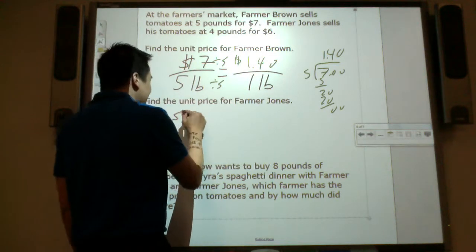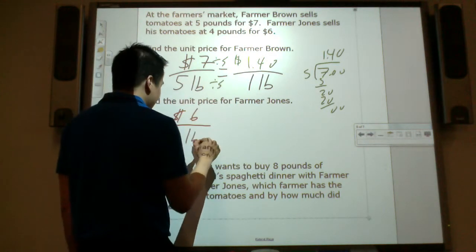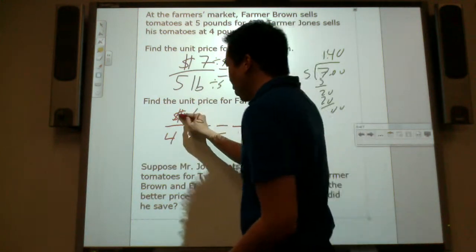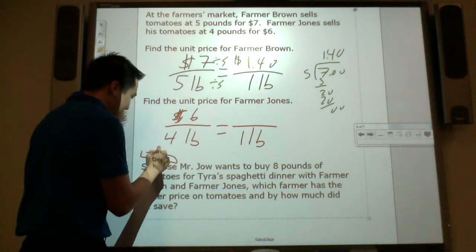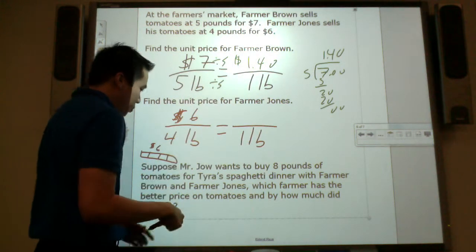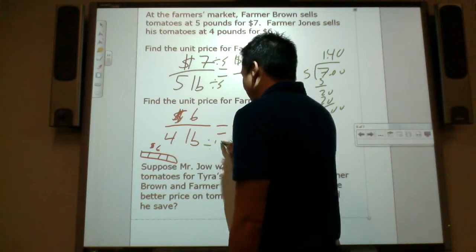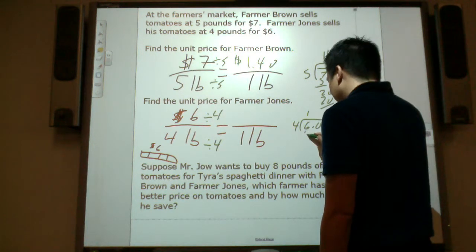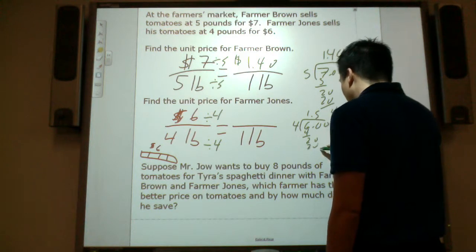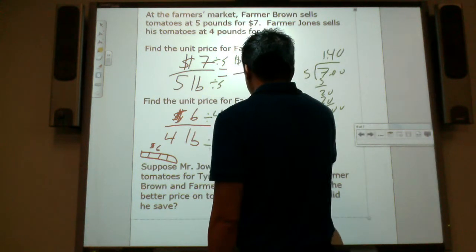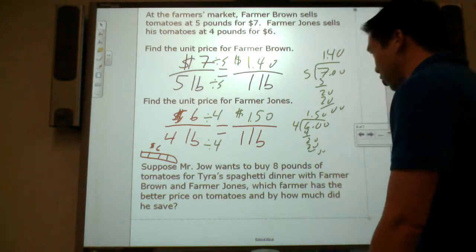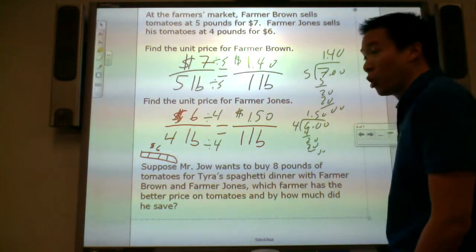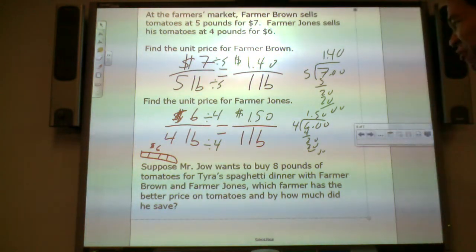So Farmer Jones sells $6, but you get only 4 pounds. Let's see. I want to find out how much each pound costs. So I could draw a picture, a bar, a rectangle, and I know it's $6 for all of this, and I divide into 4 groups. What is $6 divided into 4 groups? That looks like $1.50. Oh, he's more expensive. Dang, that must be organic tomato or something. So I think Farmer Brown is cheaper because he only sells $1.40 per pound of tomato, while Farmer Jones is $1.50 per pound.